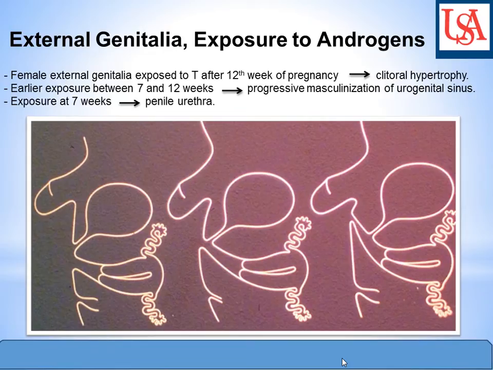So again, the final appearance depends on how much androgen, but also the timing of androgen. Because to have a penile urethra, you have to be exposed early. We're talking 7 weeks of pregnancy, okay? And remember, we count from the last menstrual period.